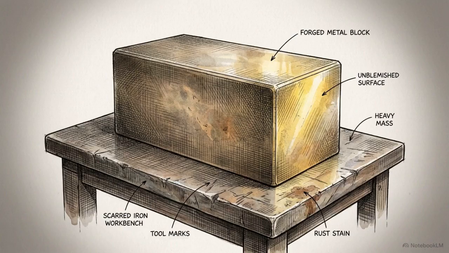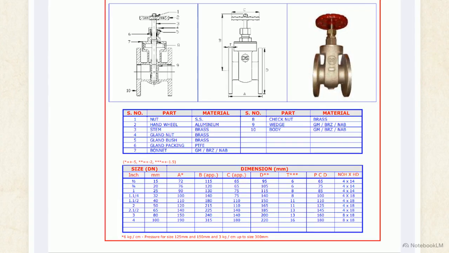Why not manufacture the entire valve out of a single block of standard steel? This parts list maps compromises, balancing structural integrity against internal friction. Part 10, the body, is gunmetal, bronze or nickel aluminum bronze, providing containment and corrosion resistance.